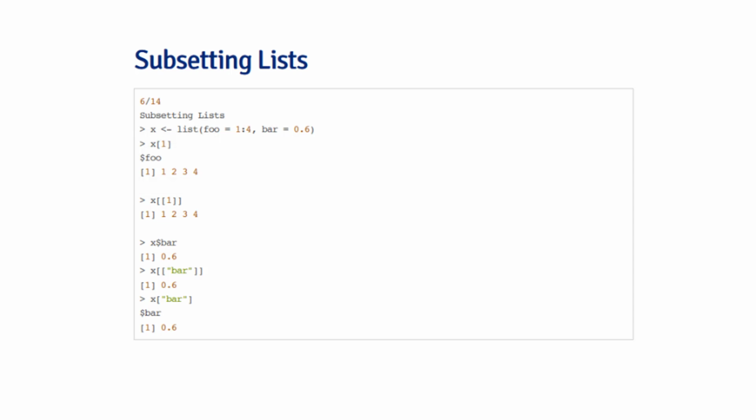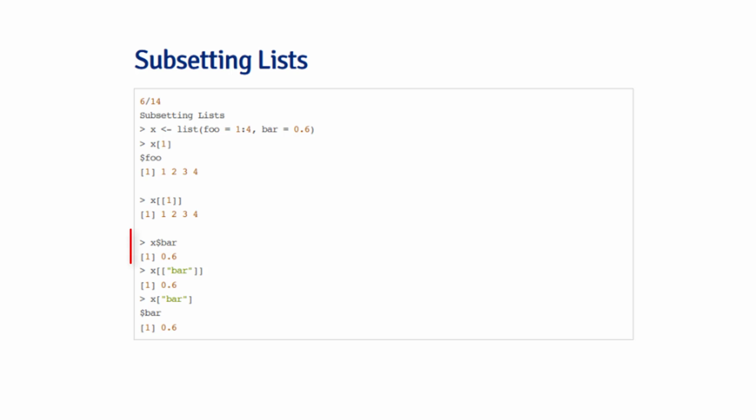Now if I use the double bracket, if I said x double bracket 1, what I get back is just a sequence 1 through 4. So the difference here is that in the first example I got a list that contained the sequence 1 through 4, and in the second example I got just the sequence. That's the difference between the single bracket and the double bracket operator.